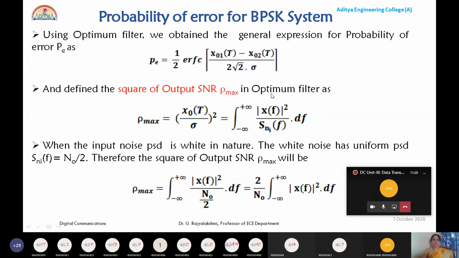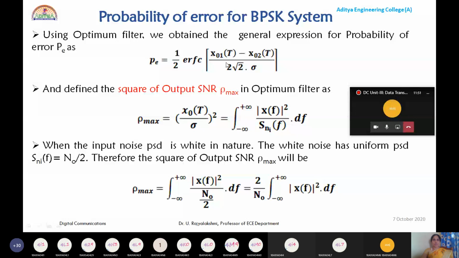So rho max in the optimum filter, that is in module 2, we calculated as (x0(t) by sigma) whole square, the internal factor of the complementary error function. We obtained that as the integral from minus infinity to plus infinity of mod X(f) square divided by SNI(f) into df. This is our square of output SNR, which we obtained in the case of the optimum filter. Every time you should make use of these two expressions: one is the probability of error and the other is the square of output SNR. Make use of these two expressions as usual for calculation of probability of error for the BPSK signal.